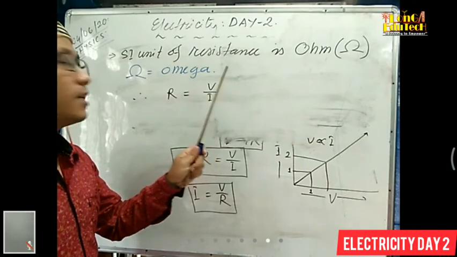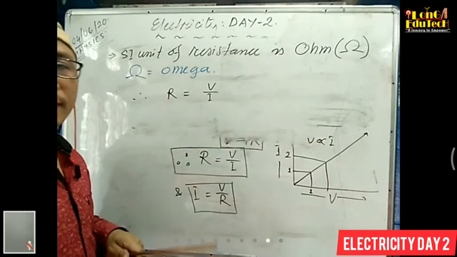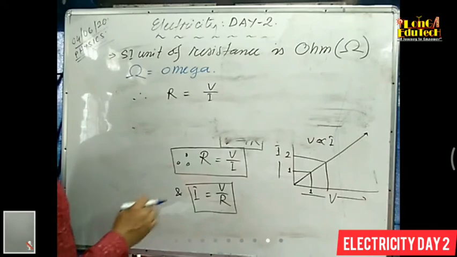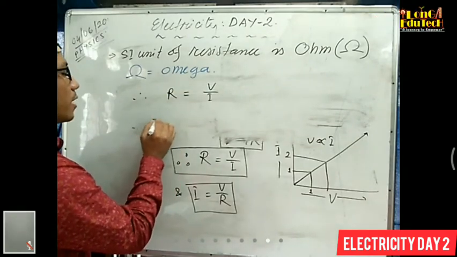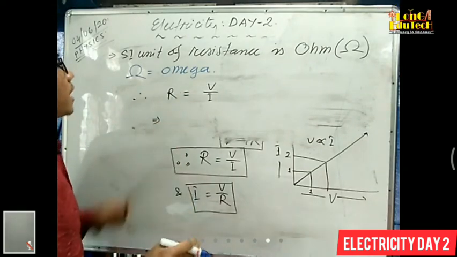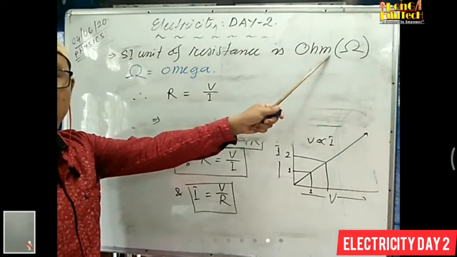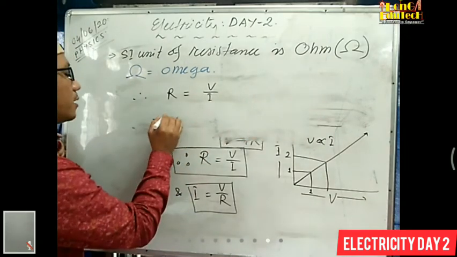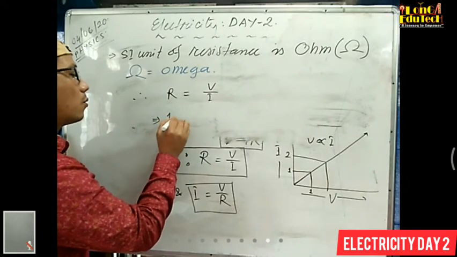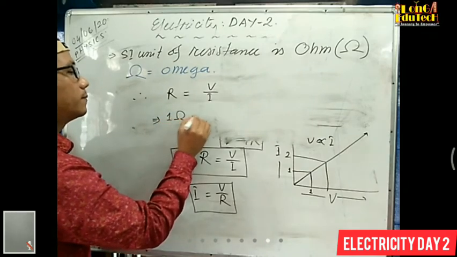So that is called the resistance. Okay, so that's why. Now here we are going to come to the resistance. The SI unit of resistance is ohm. So I write here, instead of R, 1 ohm.